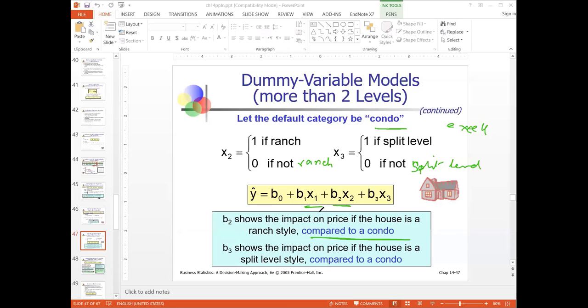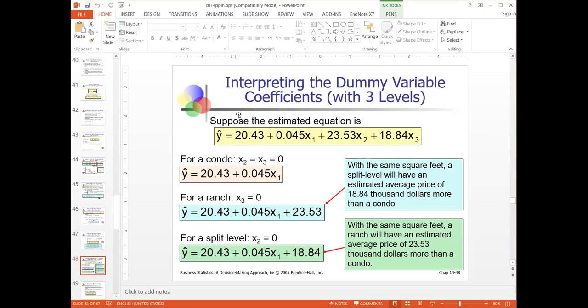Let's see in another example, and then I will tell you how I came to know that it is comparing with condo. First of all, I know when I did it, but how from regression. Beta 3 shows the impact on price of a house if it is a split style as compared to condo. So this is the interpretation of x2 and x3. So let's move forward and see how it is solving it.